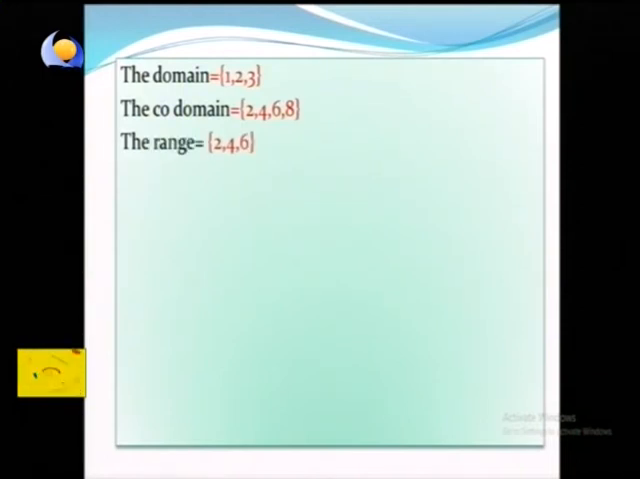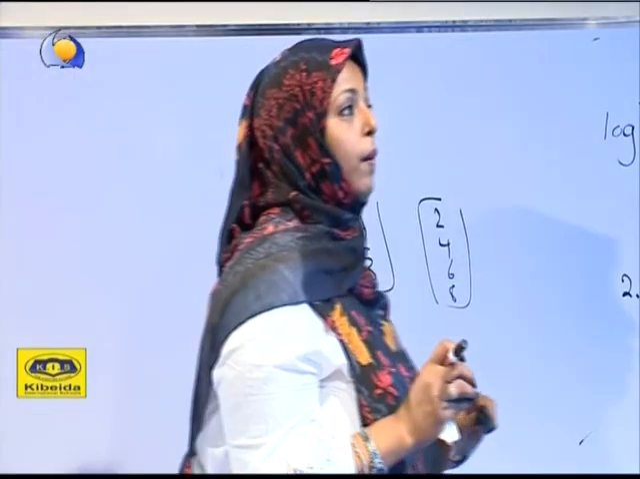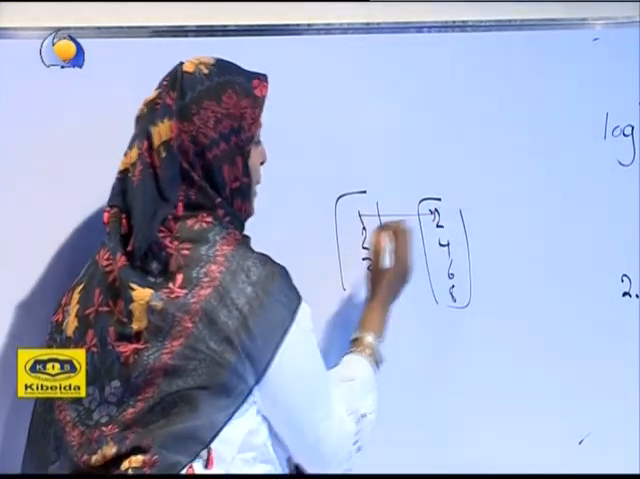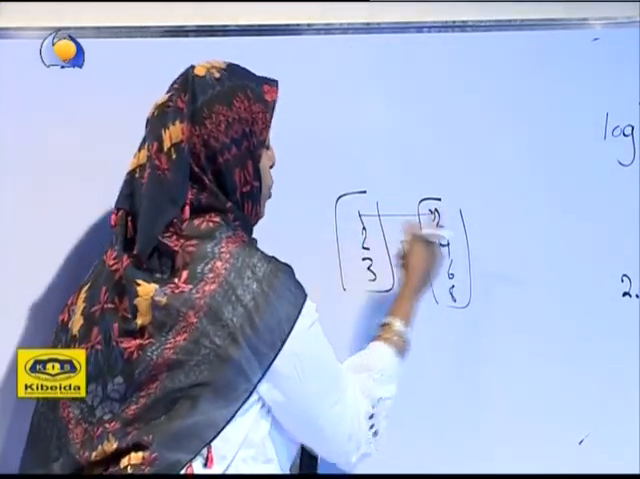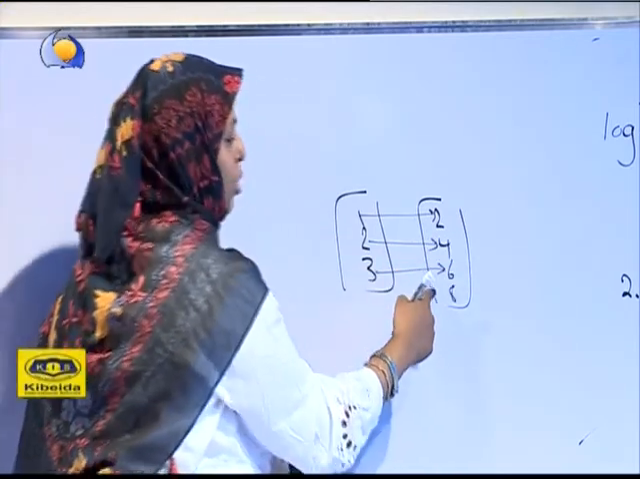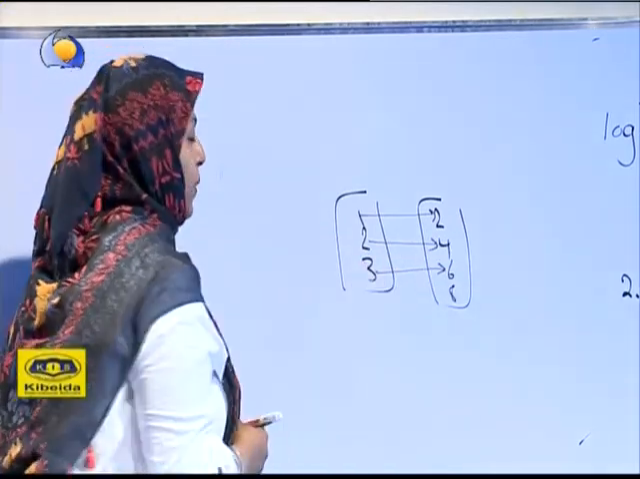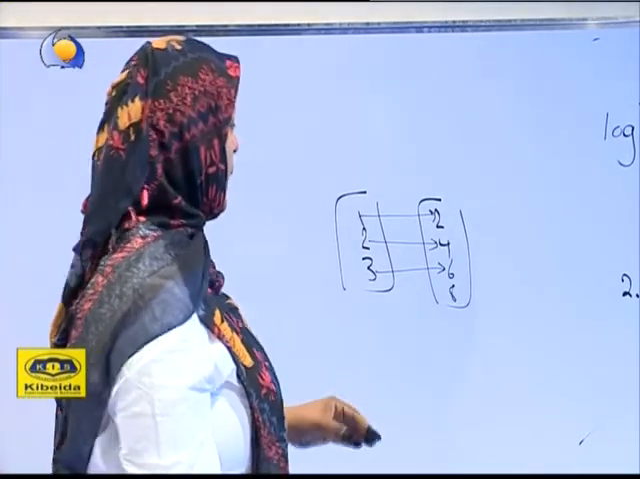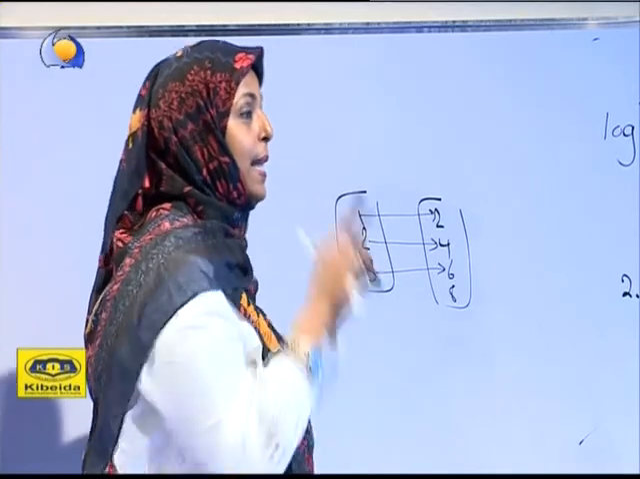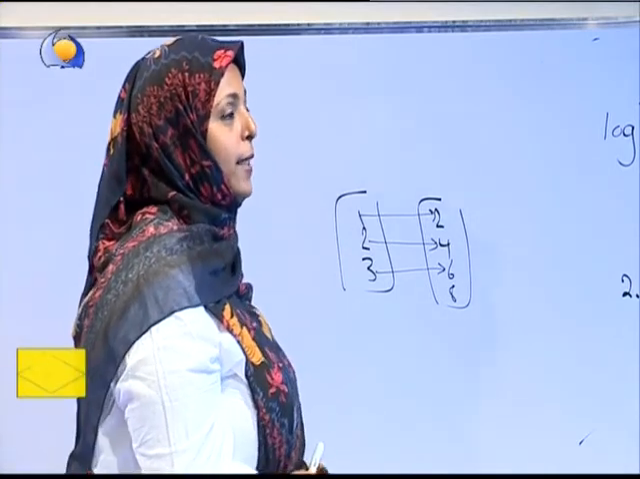He also wants the range. The range is the set of images. The image of 1 is 2, the image of 2 is 4, and the image of 3 is 6. So we put the images together in one set, and since I said set, please don't forget the braces of the set.